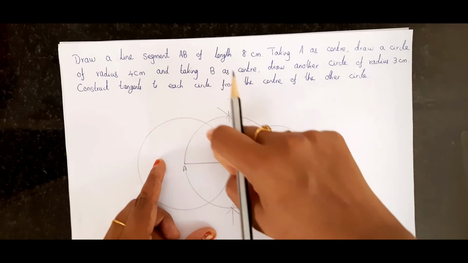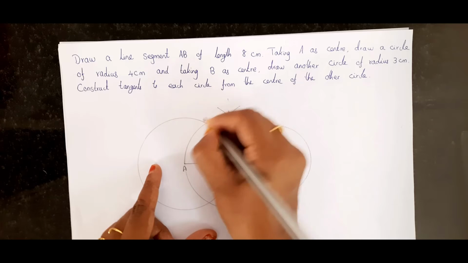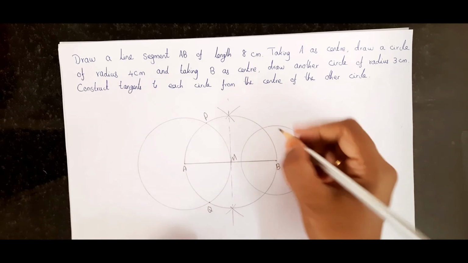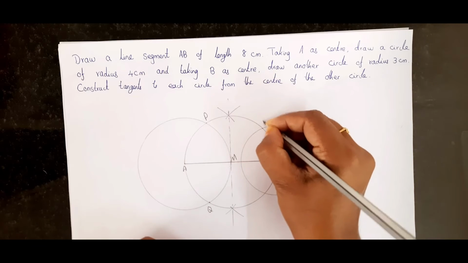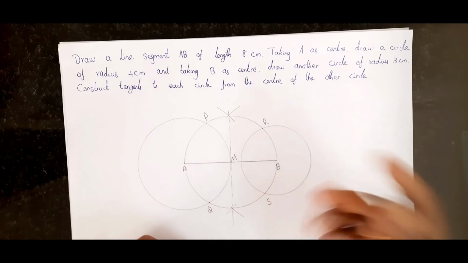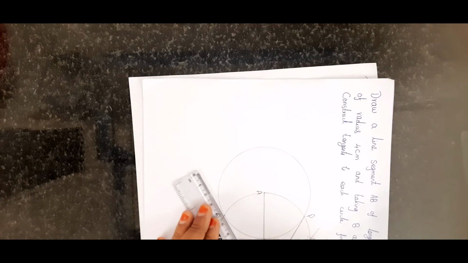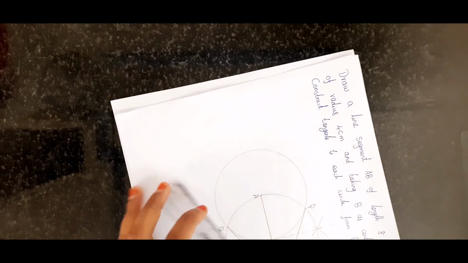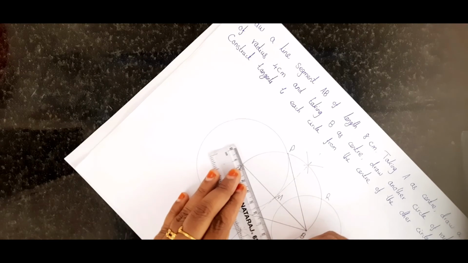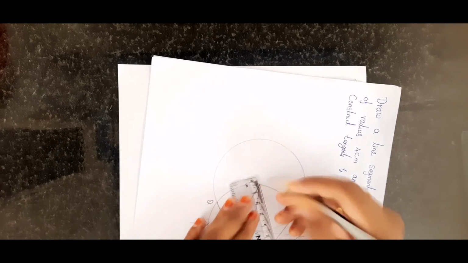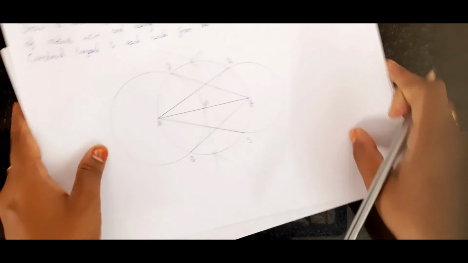See where the two circles intersect. This point I am taking as P and here I am taking Q, and here where these two circles intersect, that point I am taking R and here I am taking S. Then using a scale we have to join, that's it, right? So now B is the external point, meaning BP and BQ are the two tangents. Or A is the external point, meaning SA and RA are the two tangents. So totally 4 tangents we got, right?